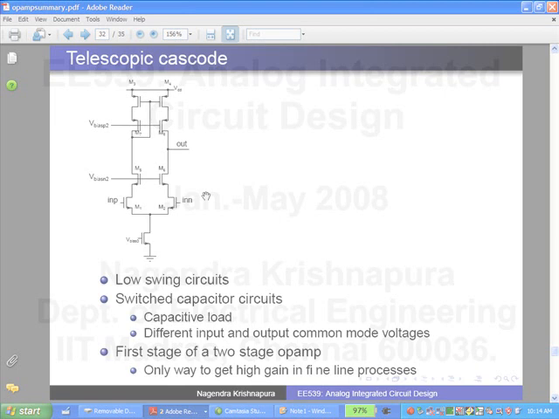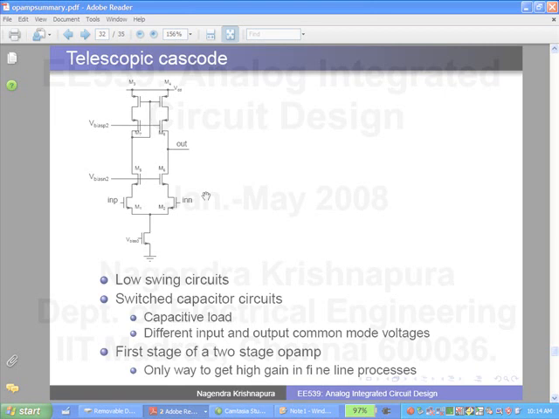And the other place where it's used quite often, especially these days, is in the first stage of a two-stage op-amp. This is the only way to get any reasonable gain. If you use a simple differential pair, you probably can get a gain of 100 or 200 or something. You frequently need more than that. In very fine line processes, you may not even get that much gain. So to get a high enough gain from a two-stage op-amp, the first stage has to be a telescopic cascode.